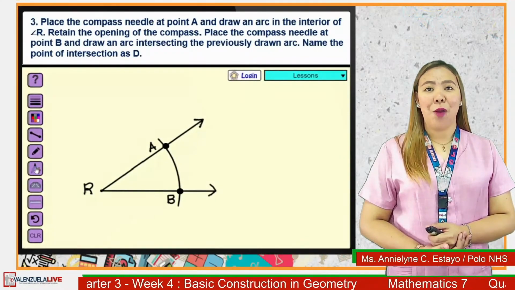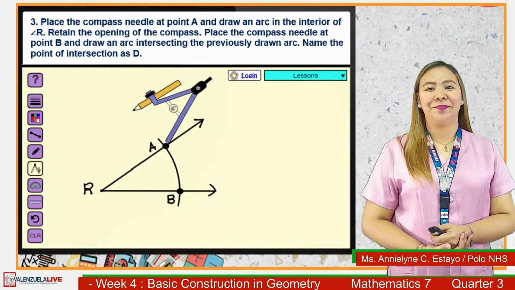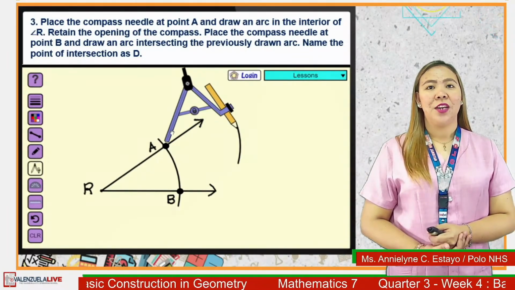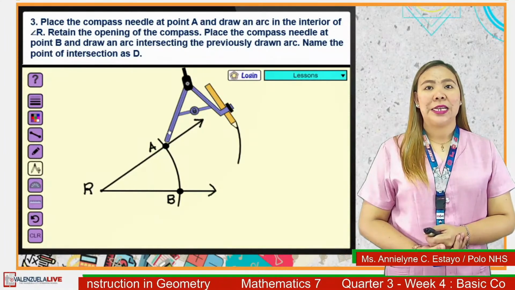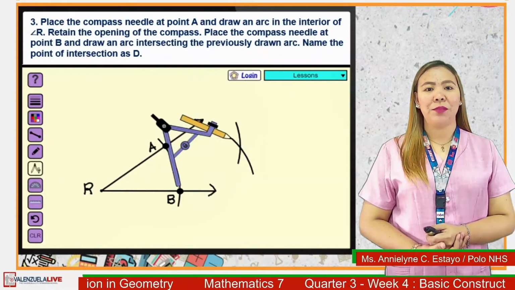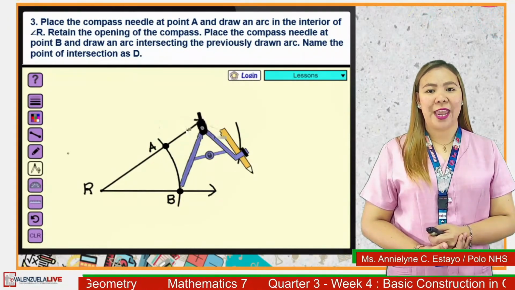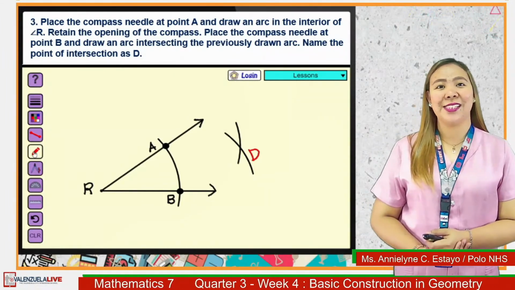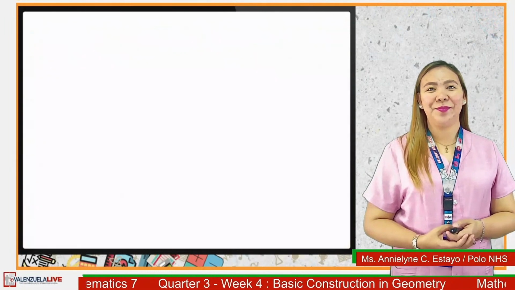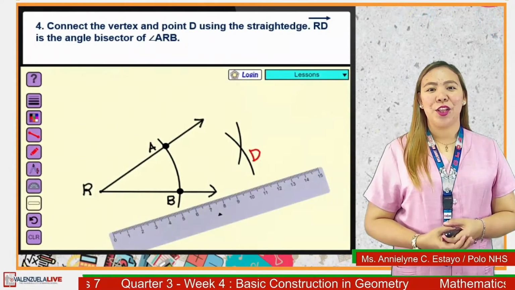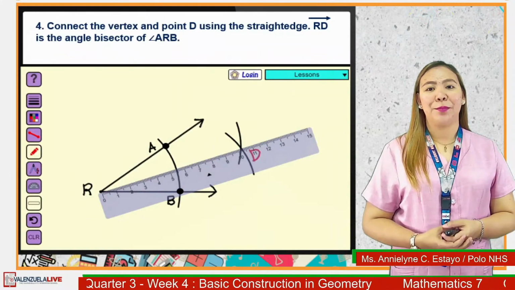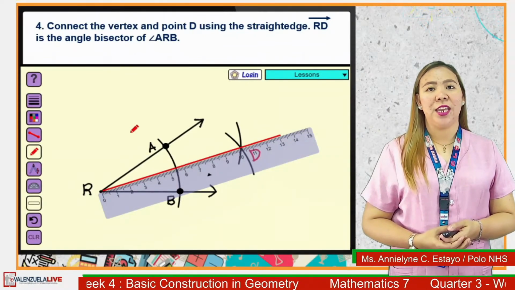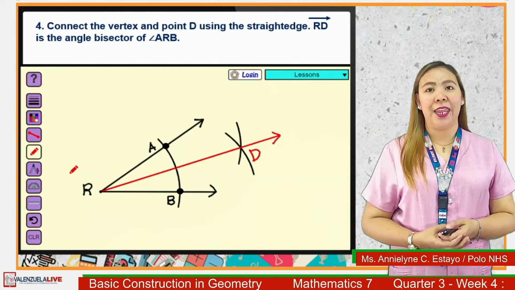Afterwards, place the compass needle at point A and draw an arc in the interior of angle R. Retain the opening of the compass, then place the compass needle at point B and draw an arc intersecting the previously drawn arc. Name the point of intersection as D. Lastly, connect the vertex of angle R and point D using a straight edge. Ray RD is the angle bisector of angle ARB.